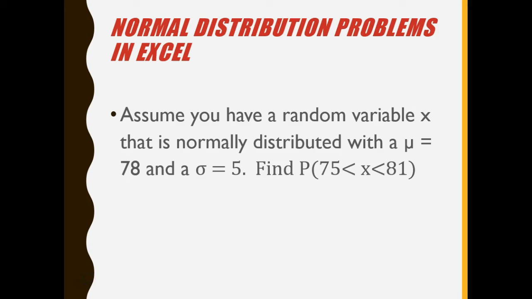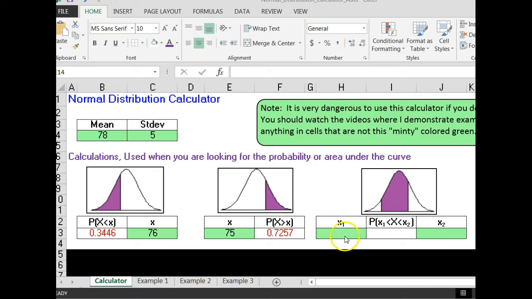Could you please give me a tougher one? Oh, same situation. What's the probability that it's between 75 and 81? Oh, we can do this, can't we? Surely we can. Between 75 and 81. So it's a between. So I'm going to use this one, 75, 81. Hit the enter button. Boom, 0.4515.